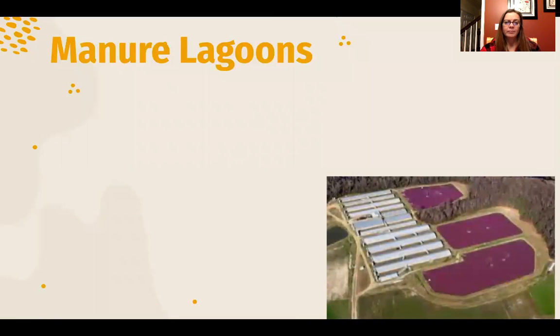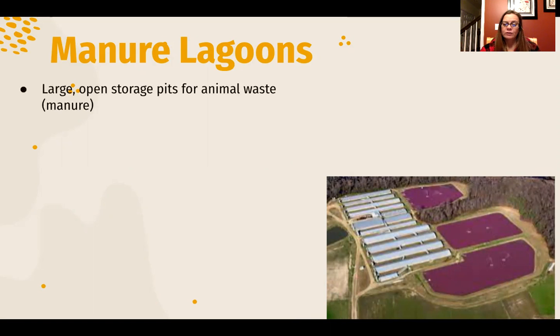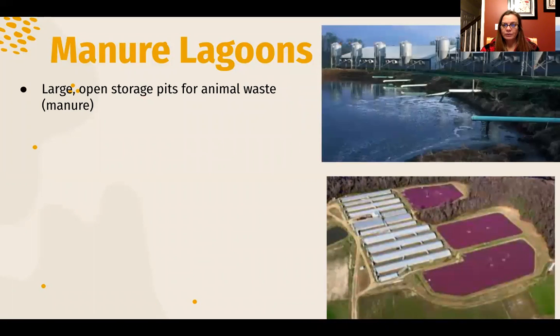One of the important aspects of these CAFOs are manure lagoons. These are large open storage pits for the animal waste. The image you're seeing here is of a hog farm. Hog waste harbors a particular bacterium that makes the manure lagoons appear pink. So you may see them. This one is clearly not from a hog farm because it's not pink.